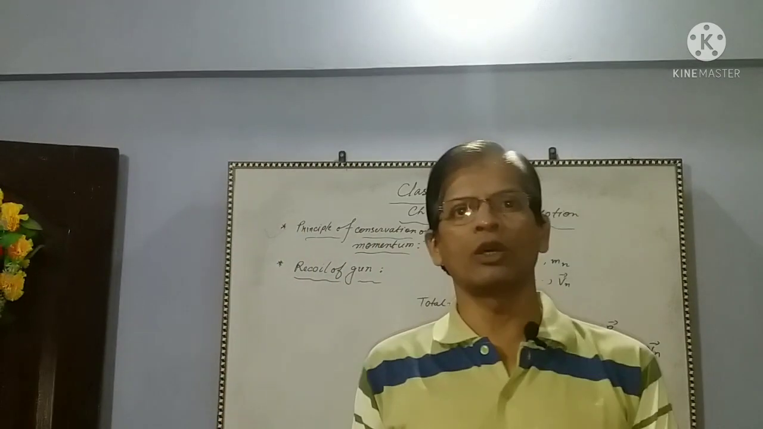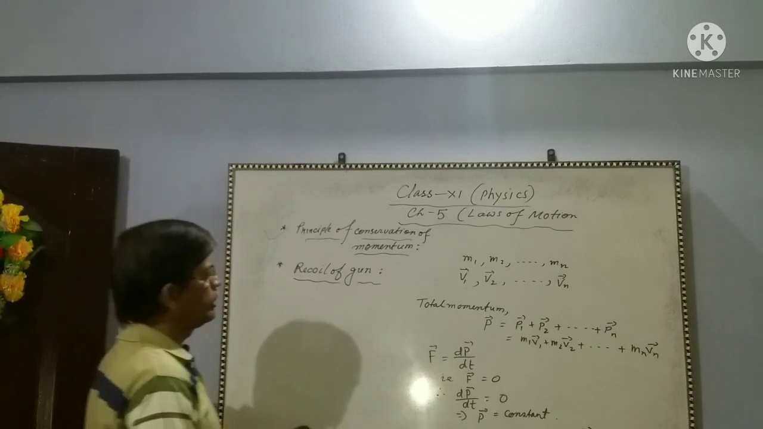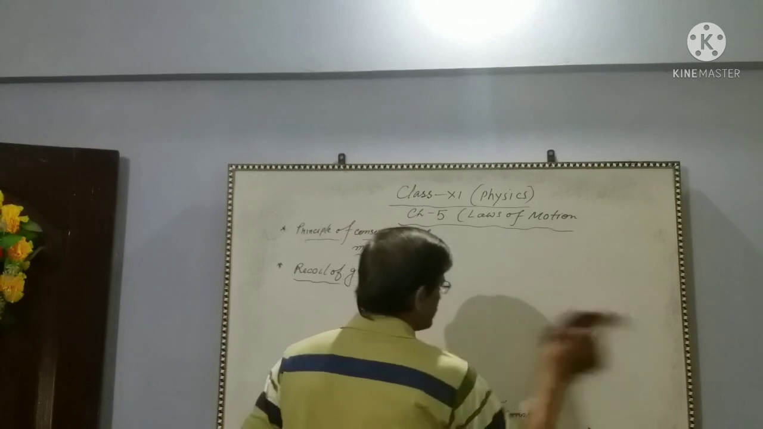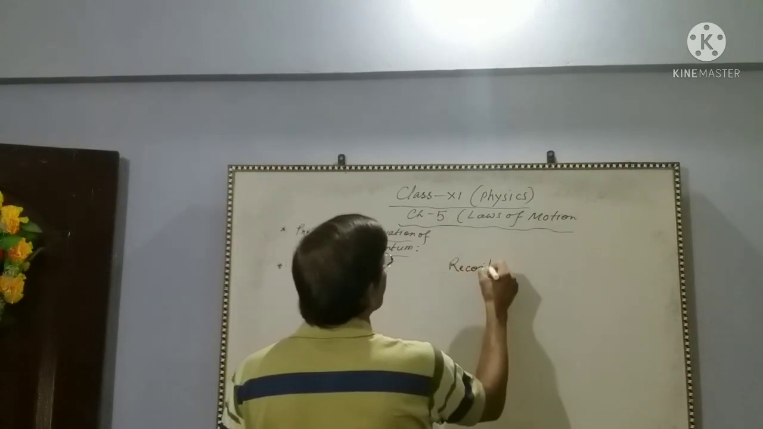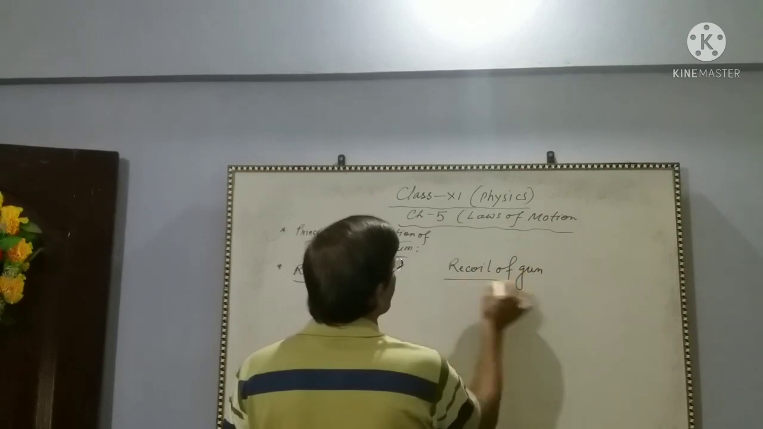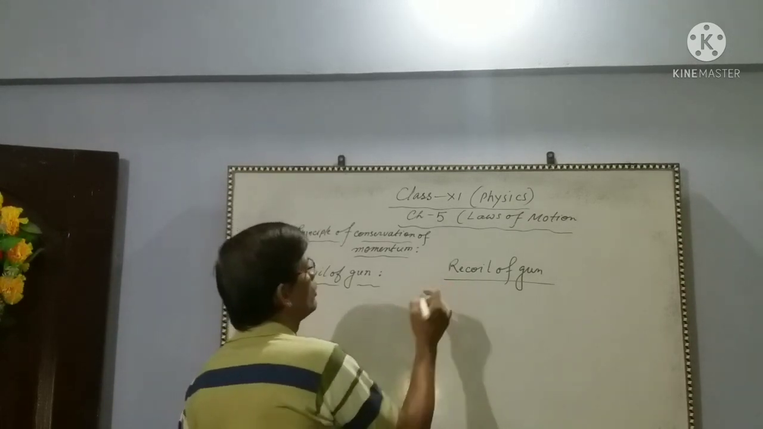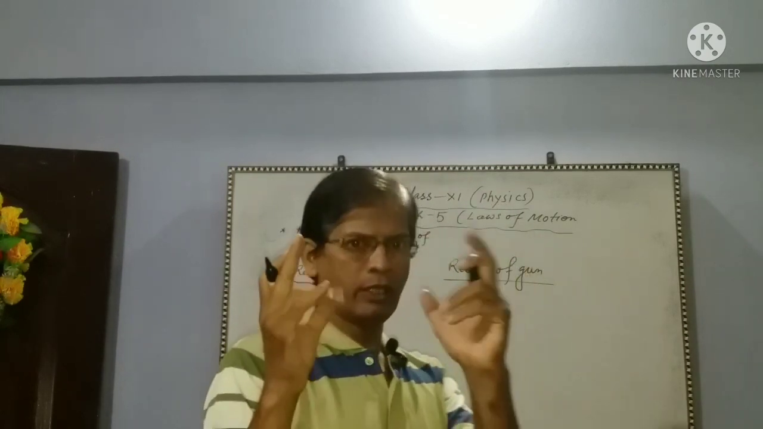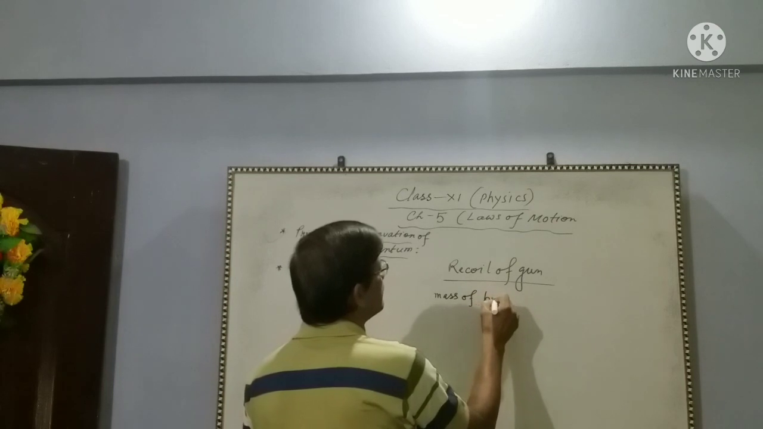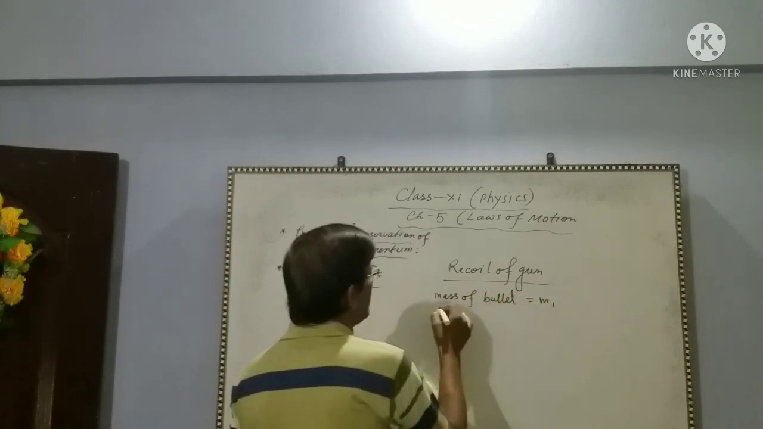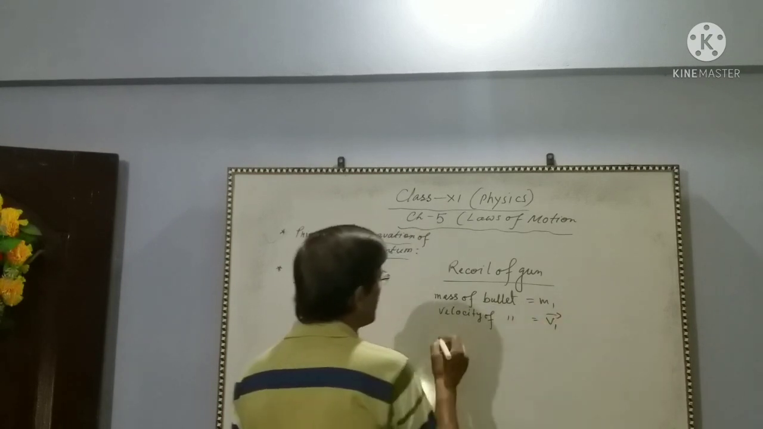Now its application: recoil of a gun. Now we are discussing the recoil of a gun. We take the gun and bullet as a two-particle system. The mass of the bullet is m1 and the velocity of the bullet is v1.